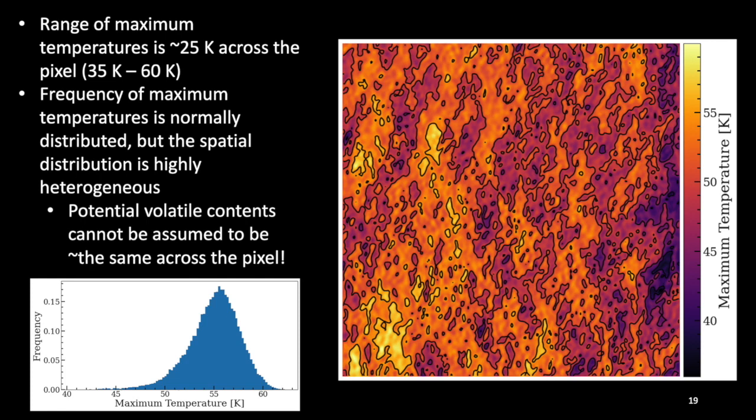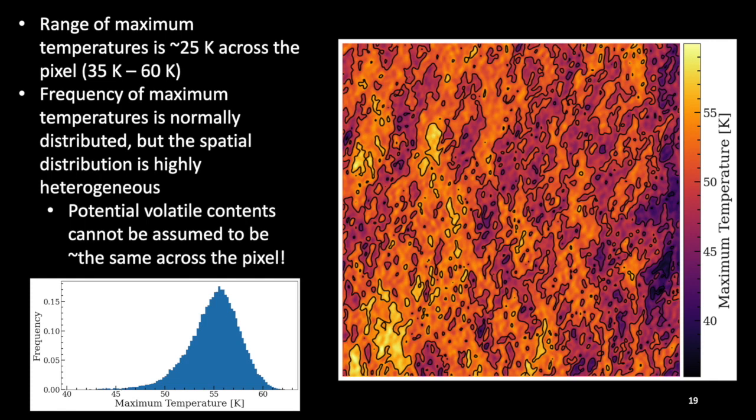First, there is a fairly sizable range of temperatures from a minimum of 35 Kelvin to a maximum of 60 Kelvin, supporting the idea that small-scale terrain features create a wide range of thermal environments. Second, while the frequency of maximum temperatures is more or less normally distributed, as can be seen in the bottom figure, the spatial distribution of those temperatures is highly heterogeneous, with the coldest temperatures clustered around the right edge and the warmest near the bottom left corner.